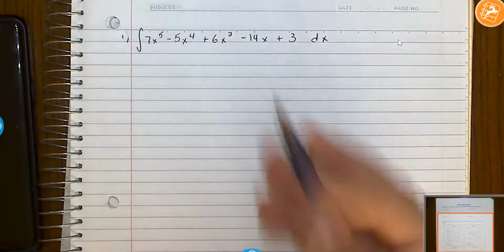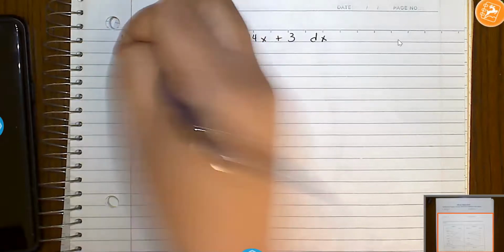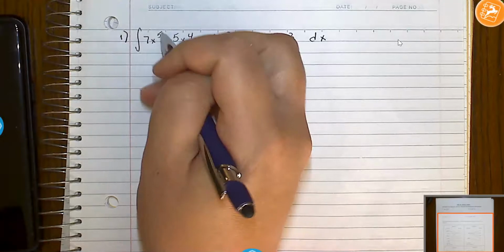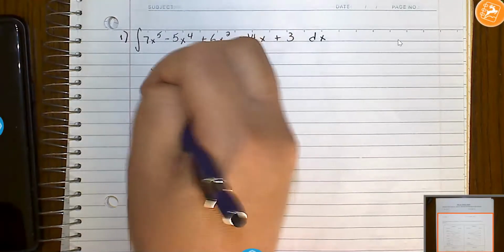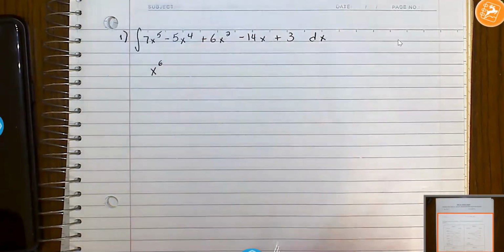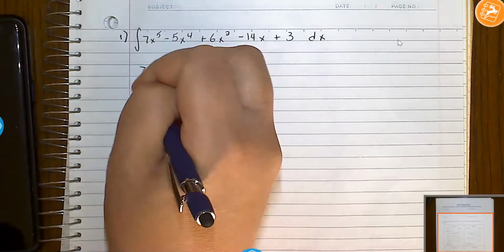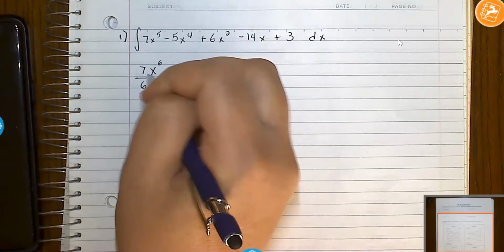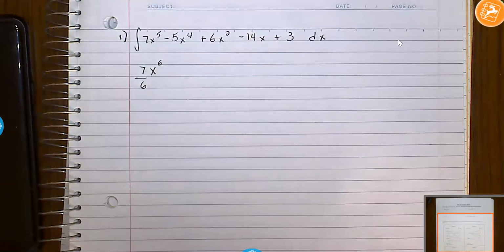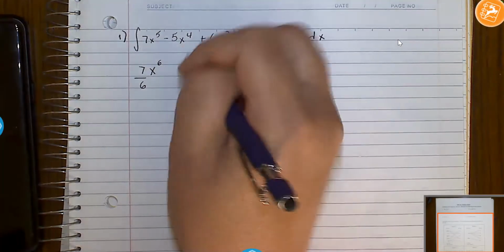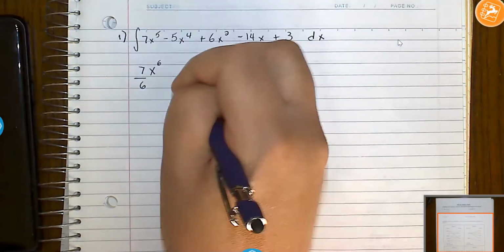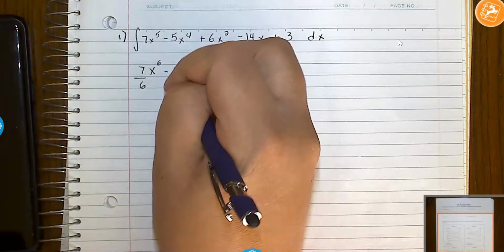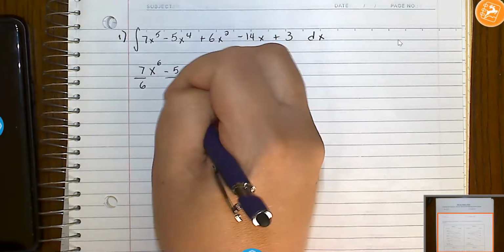Now here we're just using that power rule of antiderivatives. So what we're doing is we're taking x to the fifth and we're adding 1 to it, and then we're dividing its coefficient by that new exponent. So we're looking at 7/6 x to the sixth. Then we have negative 5x to the fourth, so that becomes x to the fifth. Then we have negative 5 being divided by that new exponent of 5.